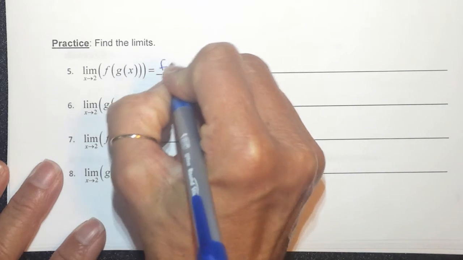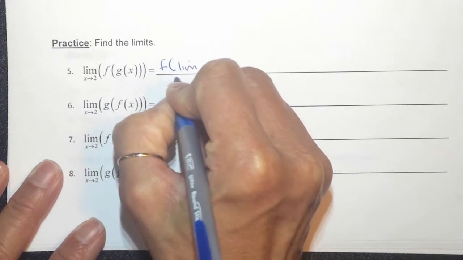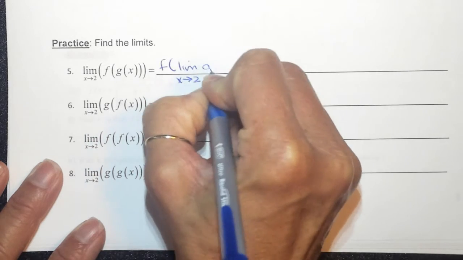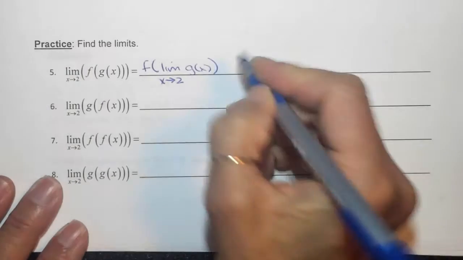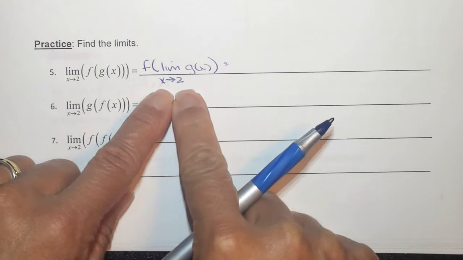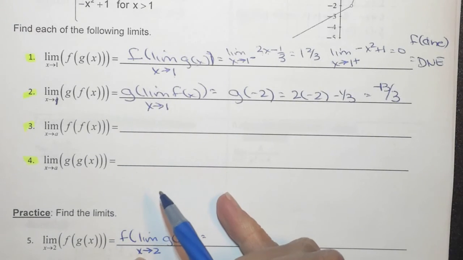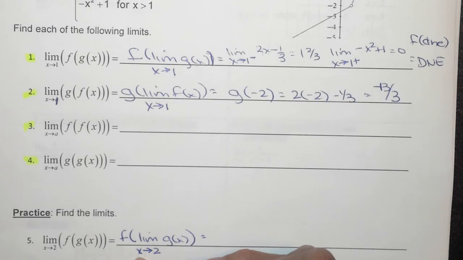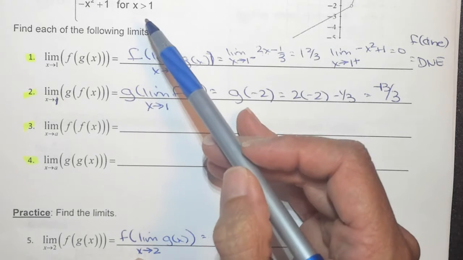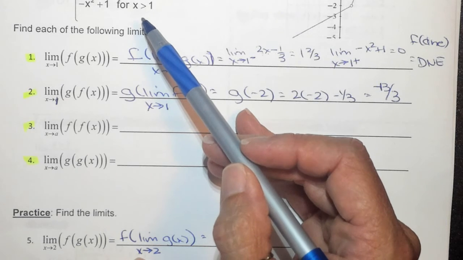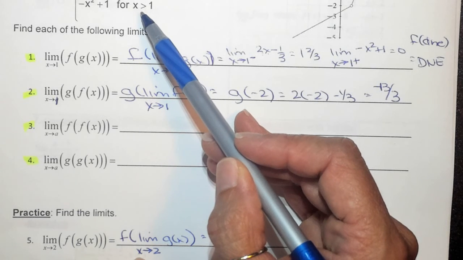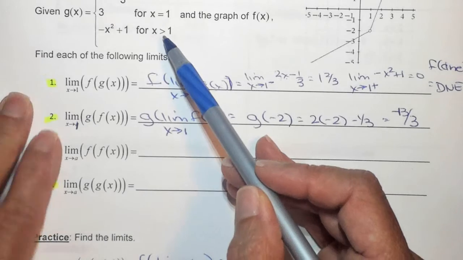So it would be f of the limit as x approaches 2 of g of x, and then we would evaluate the limit on the inside first. So we need to go up here to the top and evaluate the limit for g of x as x approaches 2. So when we're evaluating the limit as x approaches 2 of g of x, we need to plug in to the function that includes 2, which in this case would be the bottom.